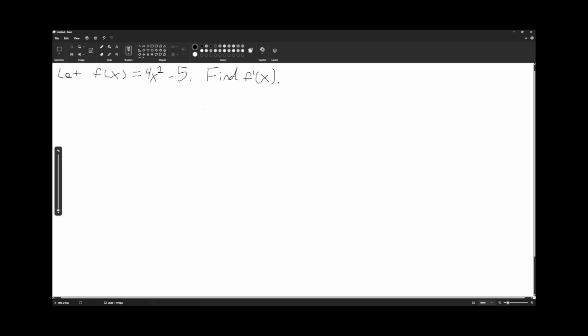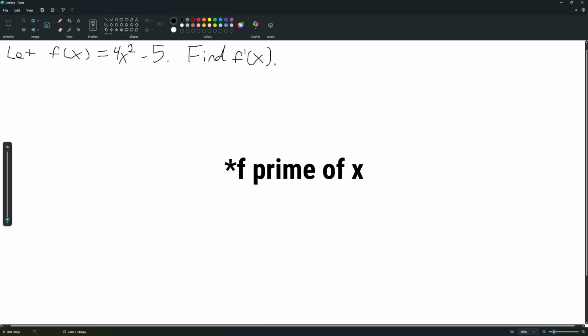Actually, not really. F prime of x is a function that we use to find the derivative, while the tangent line is a line that touches one point on a function, and it has the same slope, both the tangent line and the function at that point. So they're not technically the same, but we do use f prime of x to find the derivative. Now it says find f prime of x using the definition of a derivative. The definition of a derivative is this.